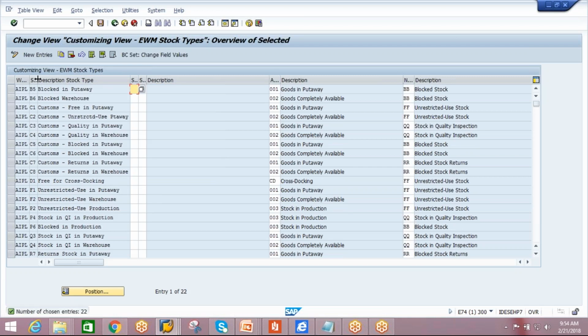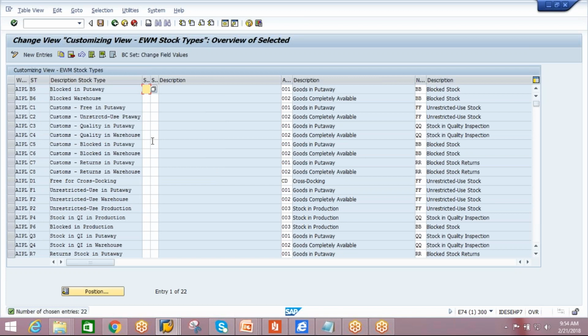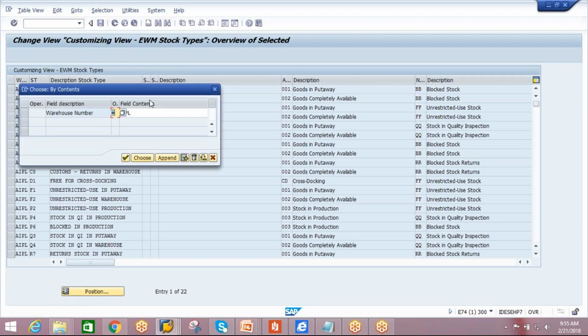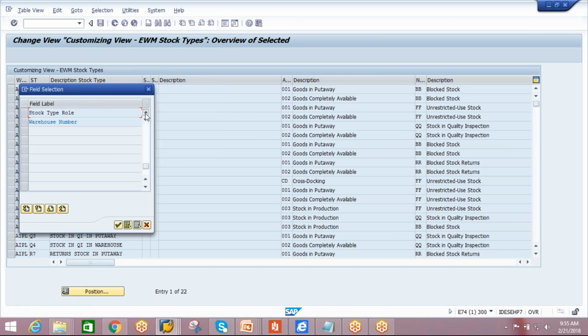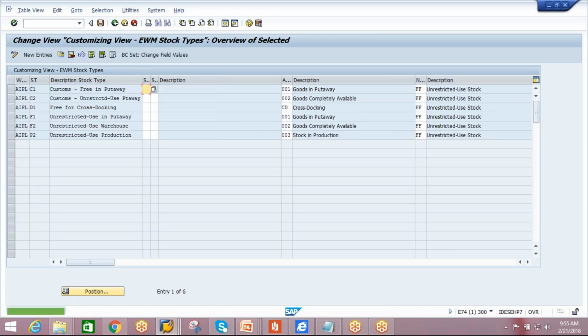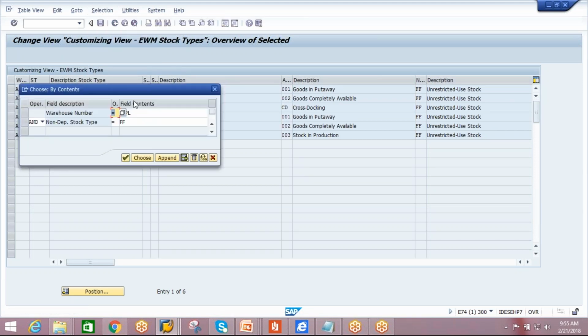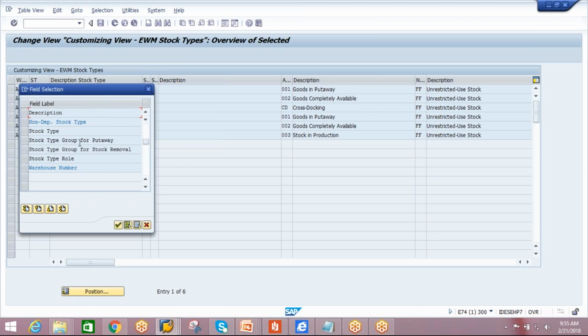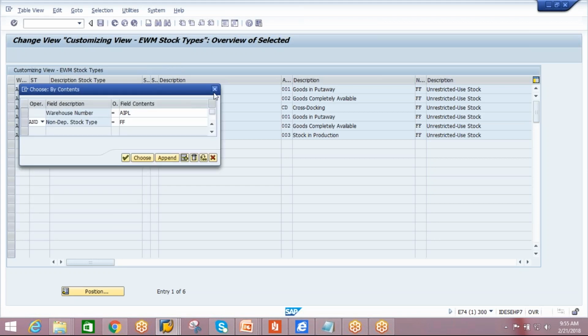These are warehouse, and we are playing with unrestricted only, right? We go to unrestricted stock, this thing, and append non-location dependent stock type FF combination. I am pulling this one, and again combination, only 01 and 02. Okay, not a problem. From here we can check, very limited.